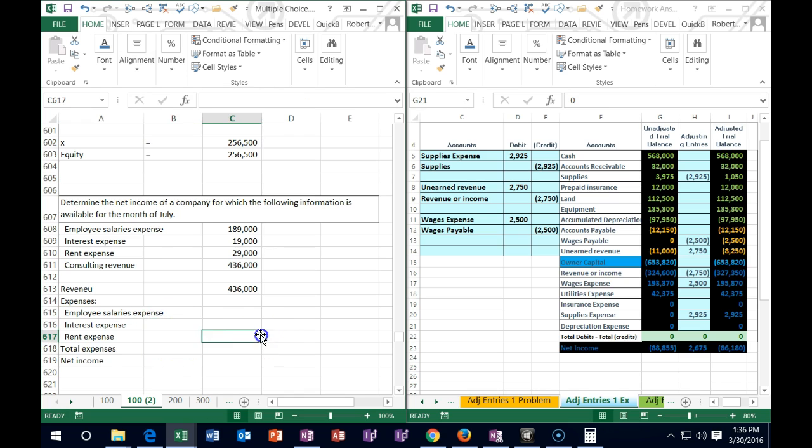And then we'll just plug the numbers in. I'm going to plug the numbers into an inside column. Notice I have some overlap here. It's not going to hurt anything when we punch the number in, however. So this is 189,000. This is 19,000. This is 29,000.